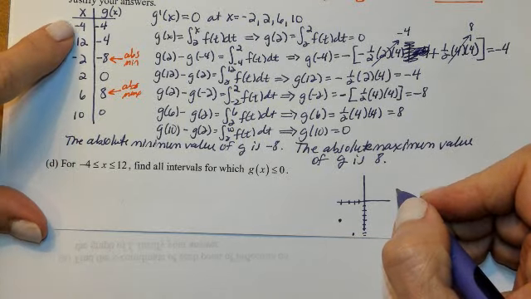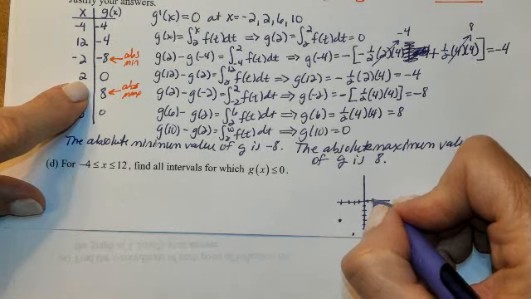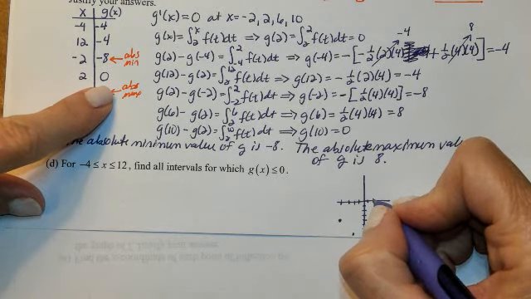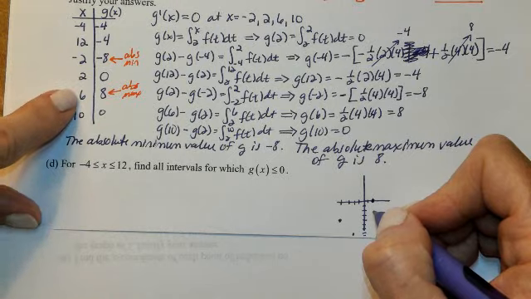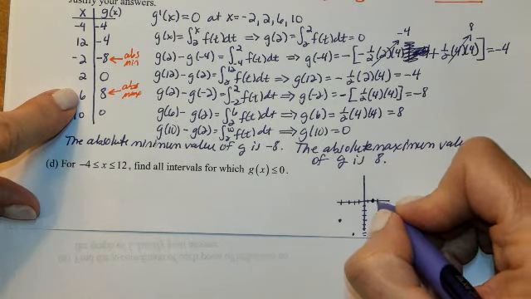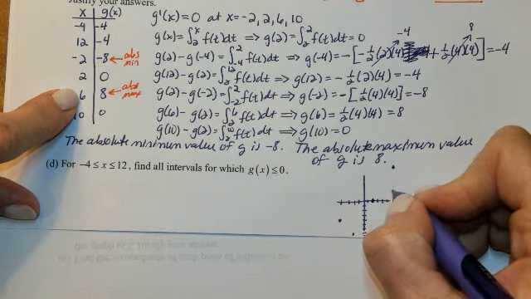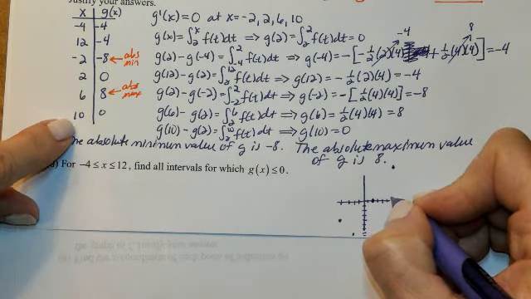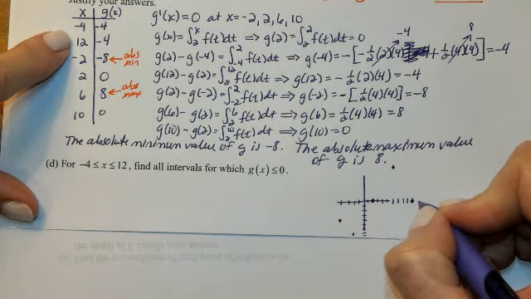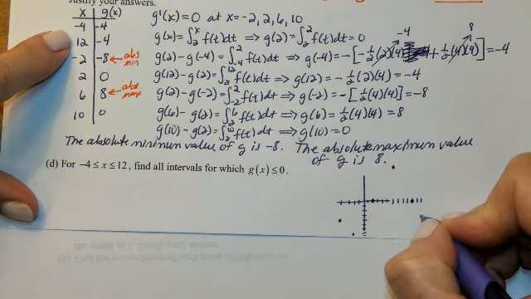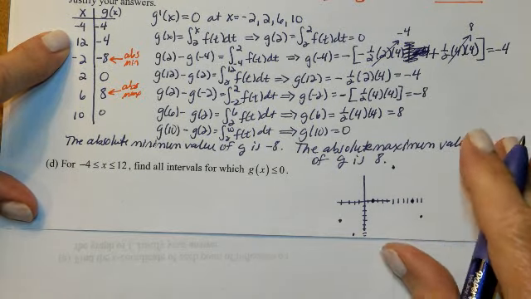When x is 2 is next on my list. When x is 2, g is 0. When x is 6, we're all the way up at 8. And when x is 10, we're back to 0. And when x is 12, we're at -4. So this gives me an idea of what's going on, and let's confirm it here.